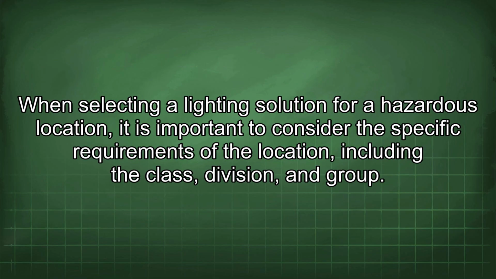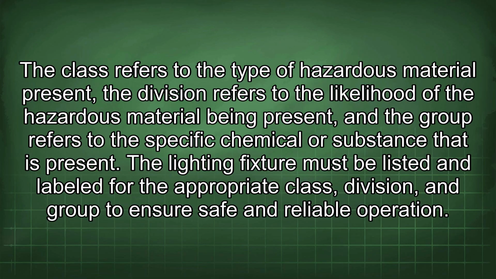When selecting a lighting solution for a hazardous location, it is important to consider the specific requirements of the location, including the class, division, and group. The class refers to the type of hazardous material present, the division refers to the likelihood of the hazardous material being present, and the group refers to the specific chemical or substance that is present.